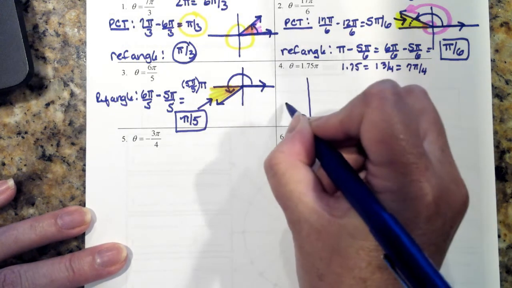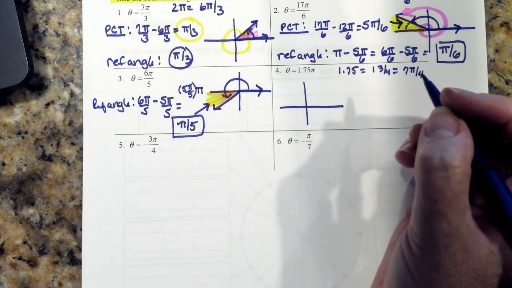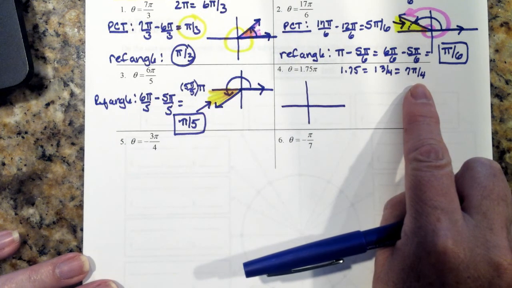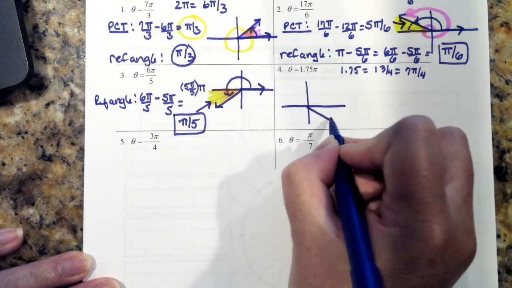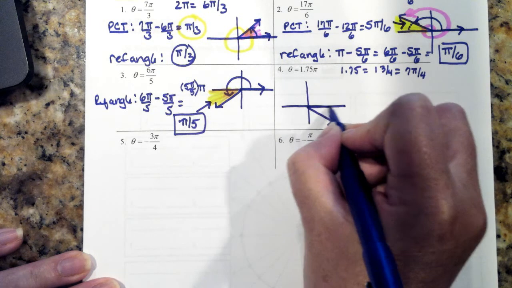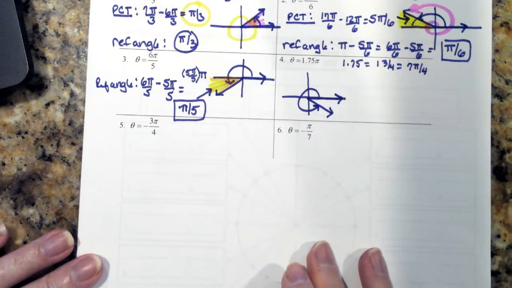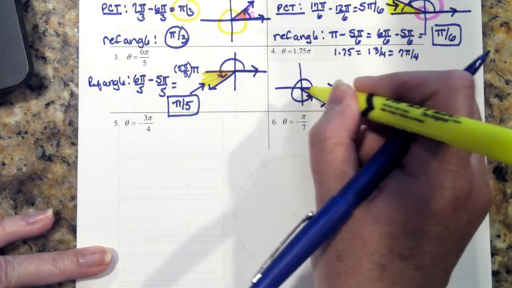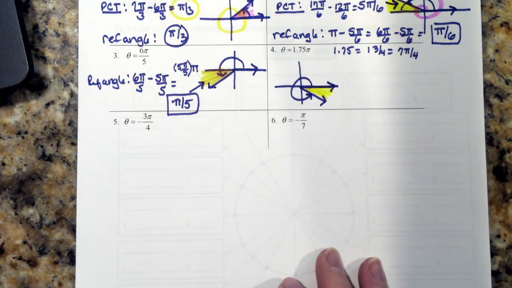So if I sketch 7 pi over 4, well, I know that 2 pi is equivalent to 8 pi over 4. So I know that 7 pi over 4 is an angle measurement that's already less than 2 pi. So the terminal side for 7 pi over 4 is located down here in quadrant 4. So there's my 7 pi over 4. Again, I'm trying to calculate the distance between my terminal side and the positive x-axis in this particular case.